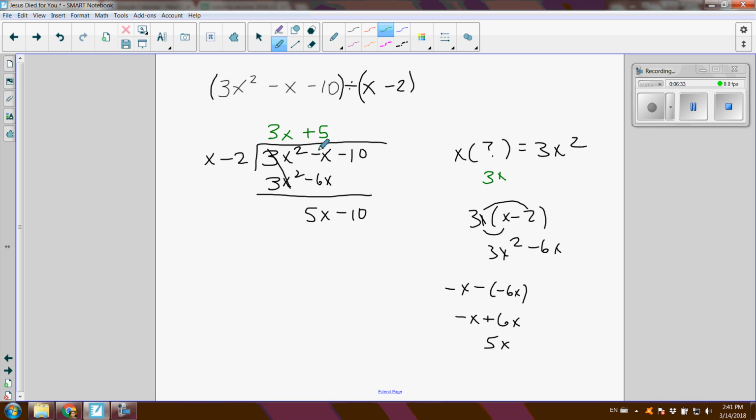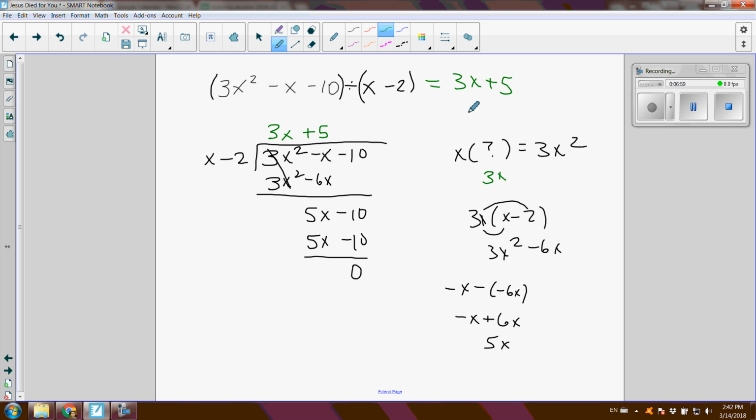We use the distributive property again. 5 times the x gives us 5x, and 5 times negative 2 is minus 10. And look at that, we've got a remainder of 0, which means it divided evenly. So that tells us that 3x squared minus x minus 10 divided by x minus 2 equals 3x plus 5.